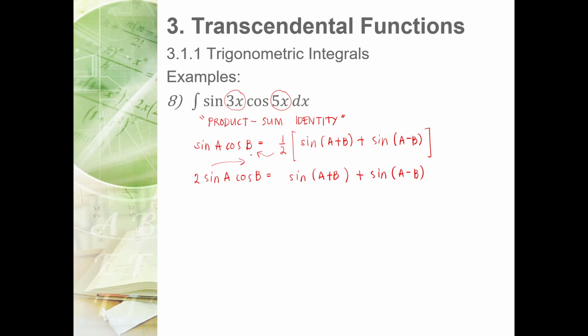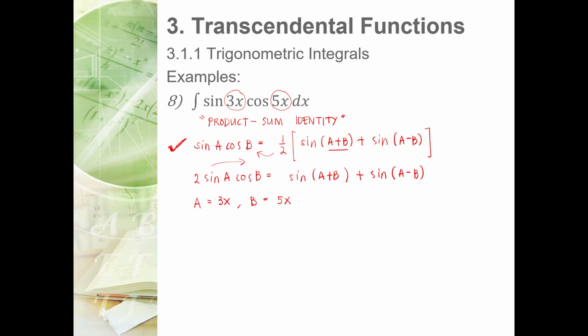Okay? Since the first format is a bit similar to the given expression above, we'll use this format. We need to take note that A is the angle of the sine function and B is the angle of the cosine function. So A being 3x, and B is equal to 5x.